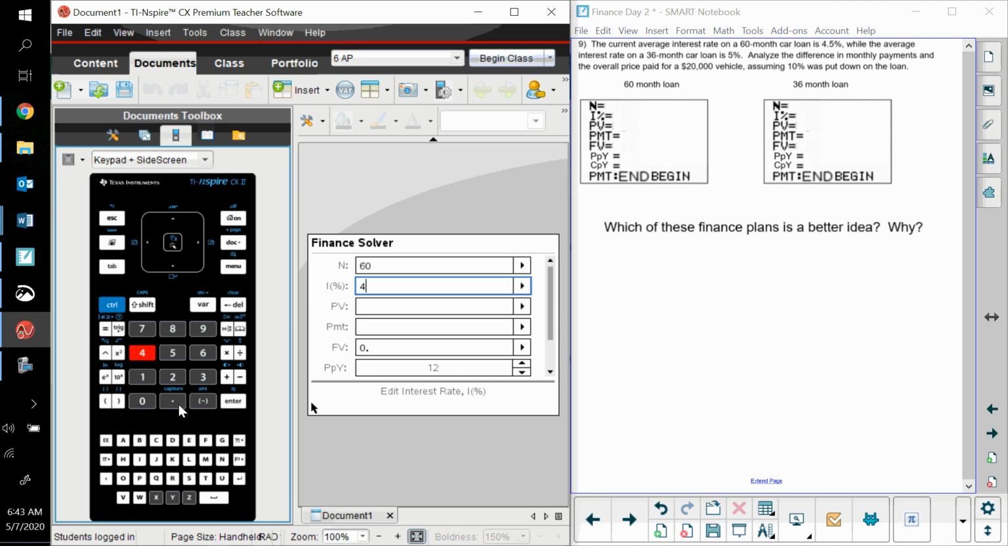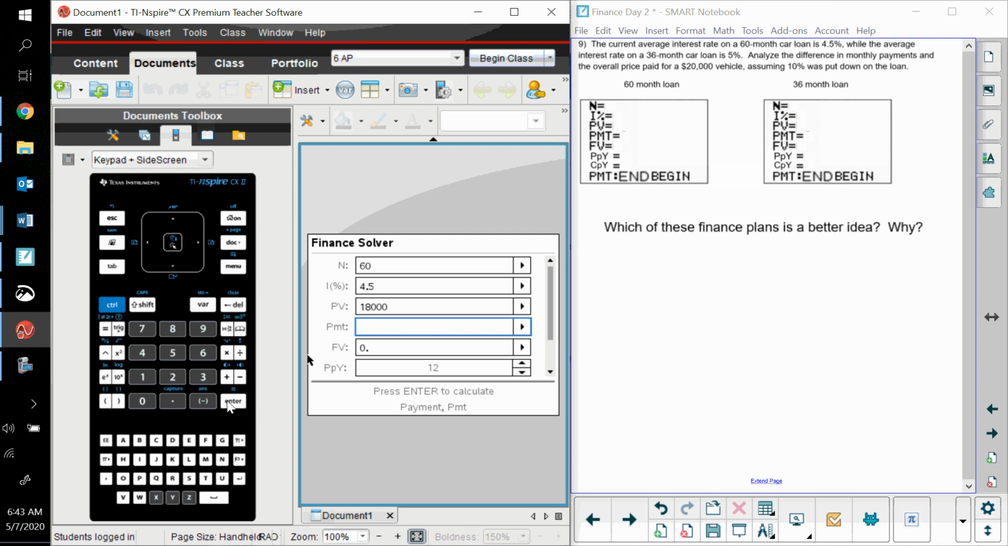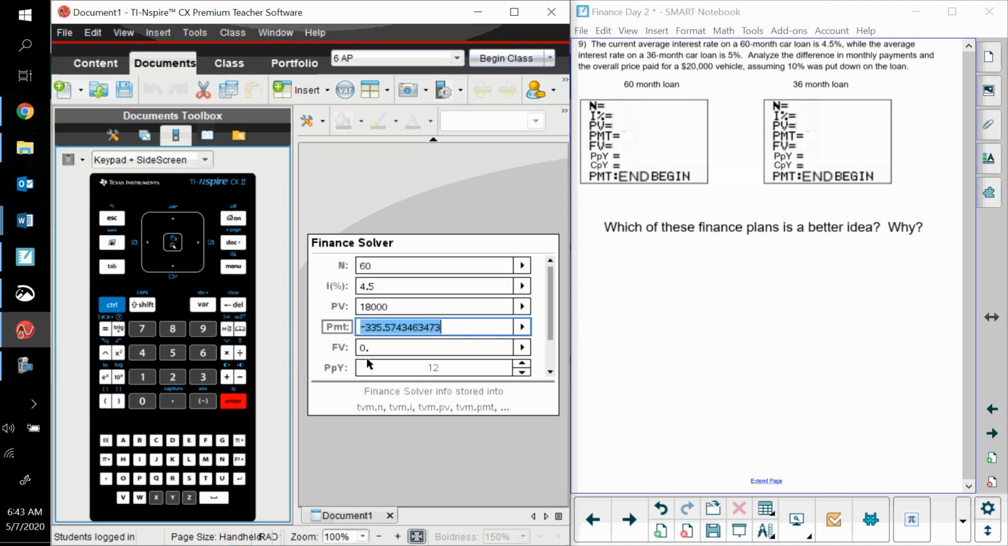We've got 4.5% interest. If it's 20,000 and you're putting 10% down, that means you're putting $2,000 down, so really it's only 18,000 that you are borrowing. When you borrow, it comes into your wallet, so that is a positive value. We want to end up with no balance, and we want to figure out the payment. So we'll go to the payment spot and hit enter. It's negative because it's coming out of our wallet. So in this first one, we are paying 335.57 a month.